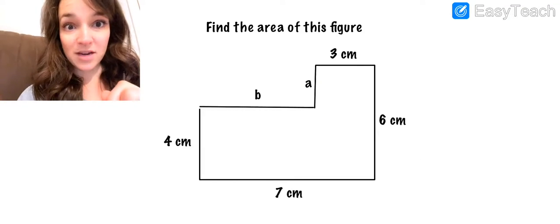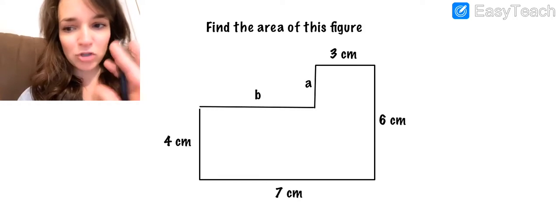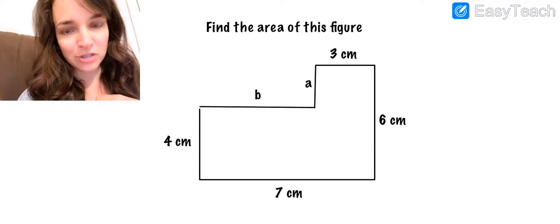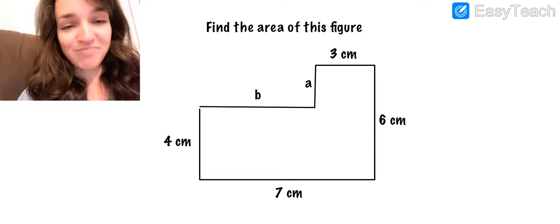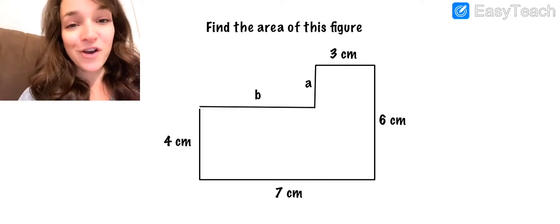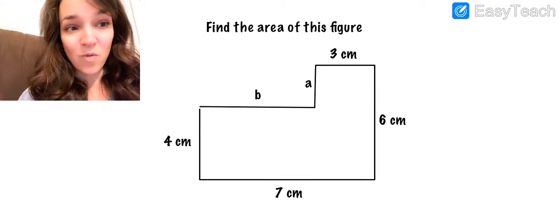All right, so here is a little composite figure for us to look at, or complex shape, whatever. I always call them composite figures. The book likes to call them complex shapes. It's all the same thing. So if you hear me say either one, same thing. All right, so let's look at what we know and what we're given here.